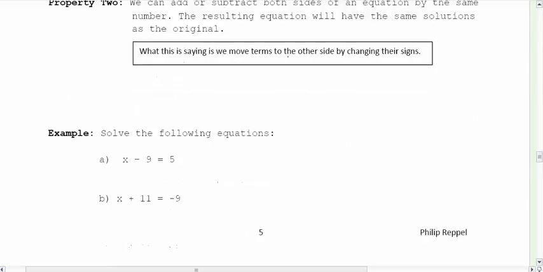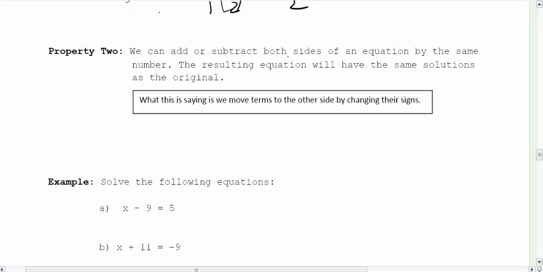Our next property tells us how we can move a term. We move terms to the other side of an equation by simply changing their sign. The property describes officially, or formally, what happens: you can add or subtract things from both sides of an equation without affecting the equation. What this is really telling us is you move terms by changing their sign.